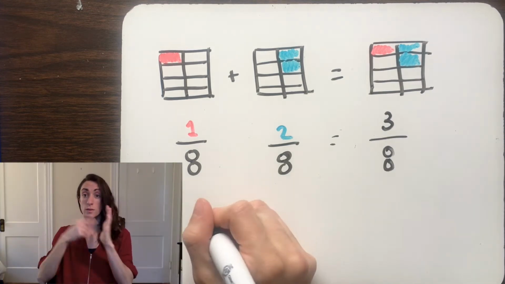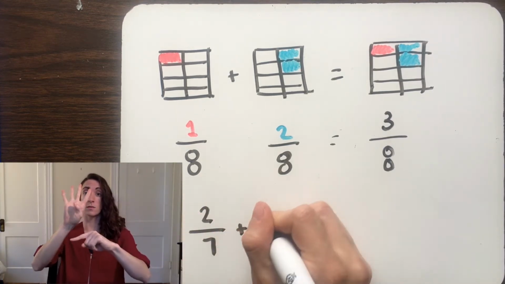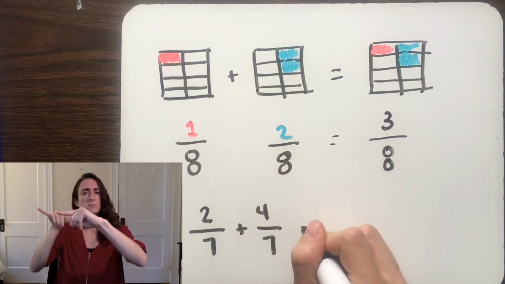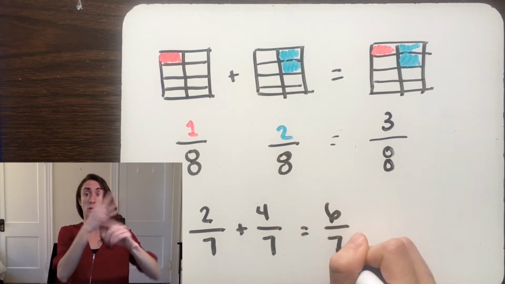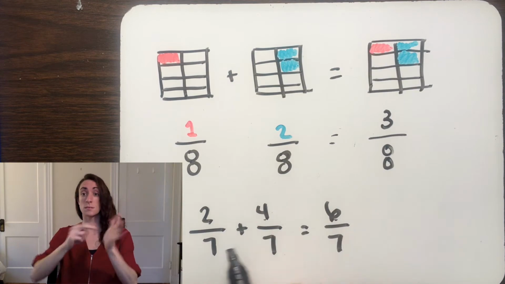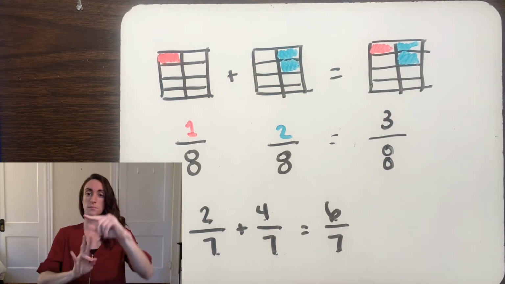Let's look at another example here. We've got 2/7 plus 4/7. So once again, you can see that denominator is the same, so it's going to stay sevenths. The size of our piece isn't changing, and 2 plus 4 will give us 6/7.